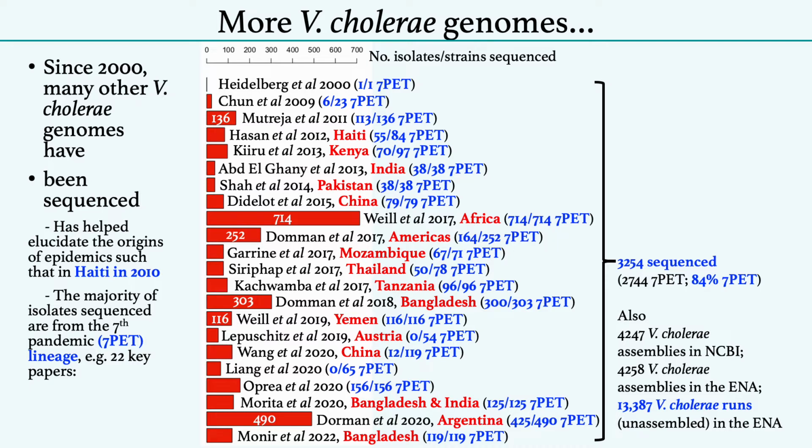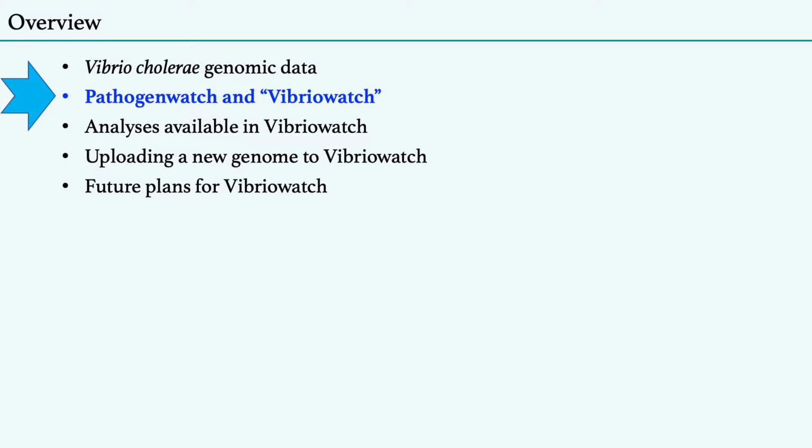Clearly, there is a huge amount of genomic data available for Vibrio cholerae, and my goal as part of the Vibrio Watch project is to make all this data available and useful for epidemiologists and researchers studying Vibrio cholerae. Next, I will tell you about Pathogen.watch and its Vibrio cholerae component, which we call Vibrio Watch.